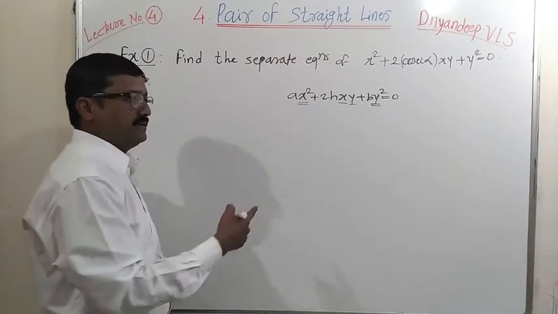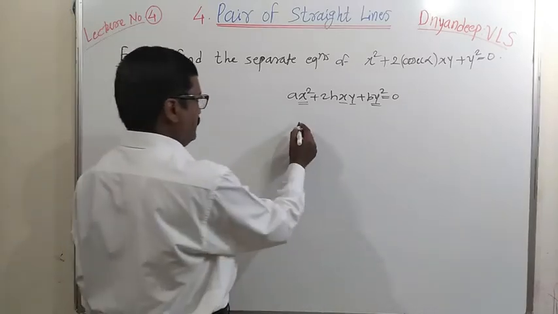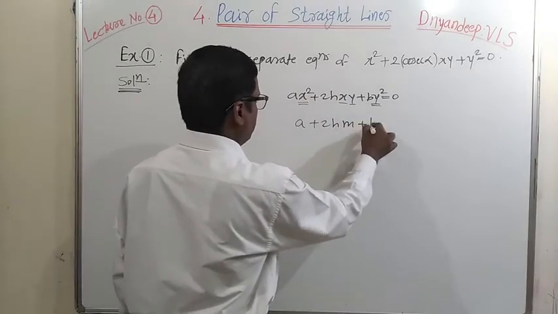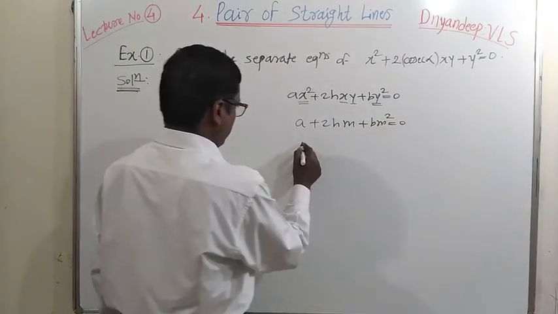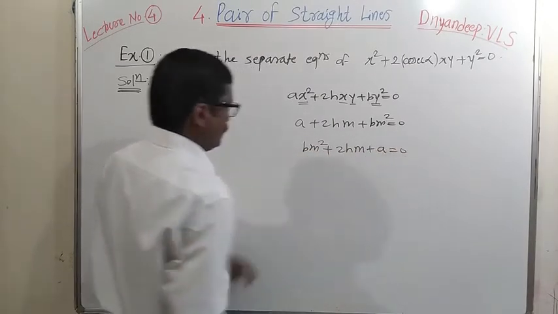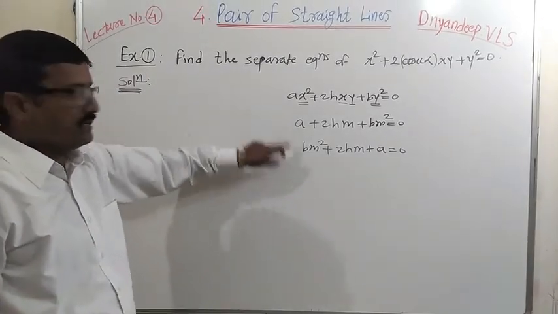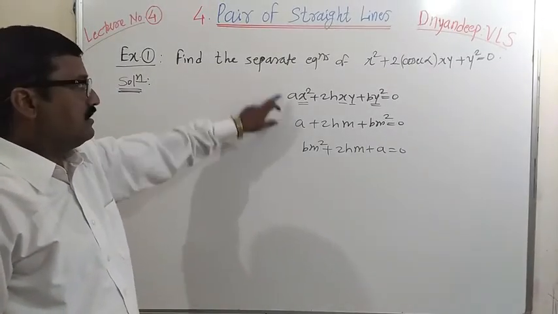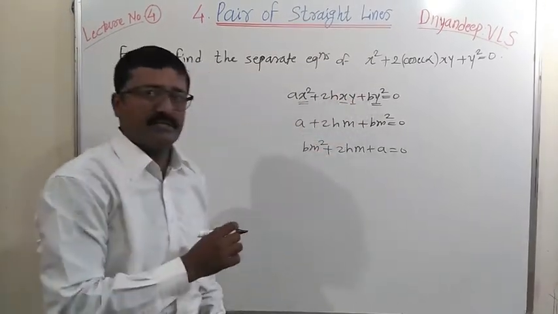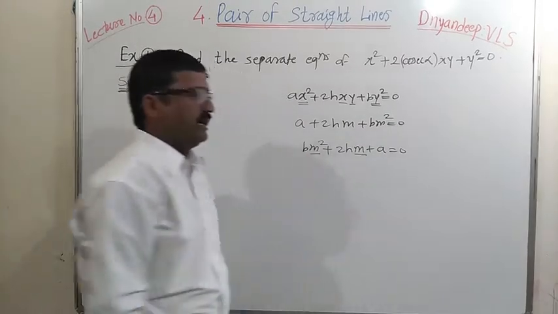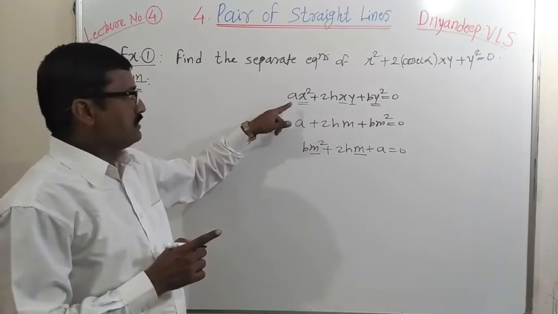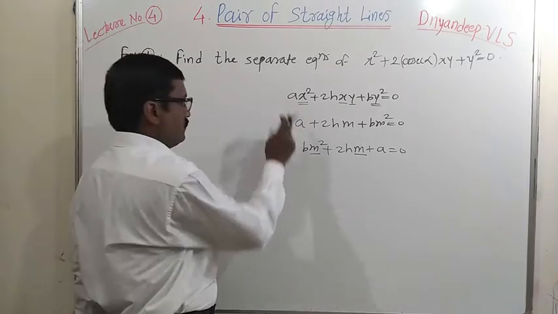So convert this equation into single variable so that we get equation as, dividing by x square, we get a plus 2hm plus bm square equal to 0. That is bm square plus 2hm plus a equal to 0. This is the auxiliary equation of this equation. Both equations are identical, of the same pair of lines passing through origin, but this equation is in terms of x and y, and this is in variable m. This m is nothing but the slope of lines whose combined equation is this. Okay, so both are equal.